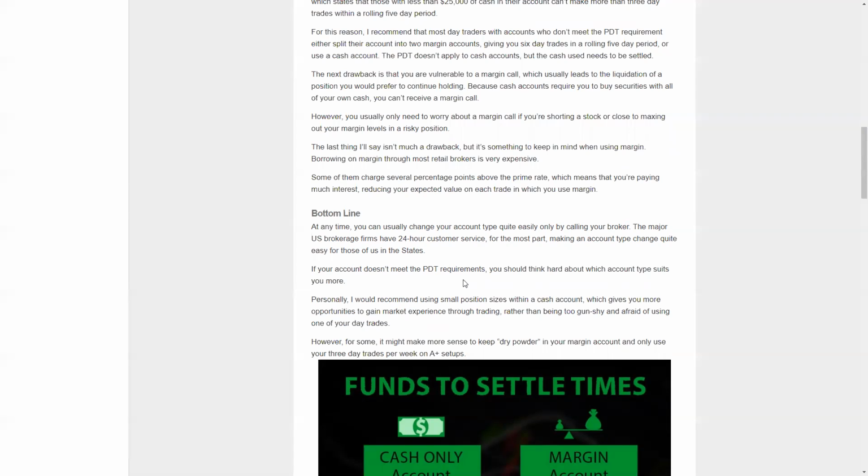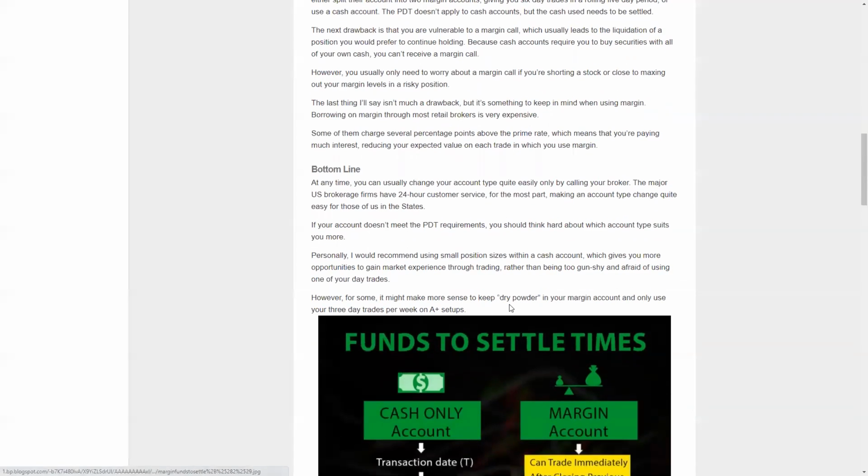If your account doesn't meet the PDT requirement, you should think hard about which account type suits you more. Personally, I would recommend using small position sizes with the cash account, which gives you more opportunities to gain market experience through trading rather than being too gun shy and afraid of using one of your day trades. Okay, it's a common problem.